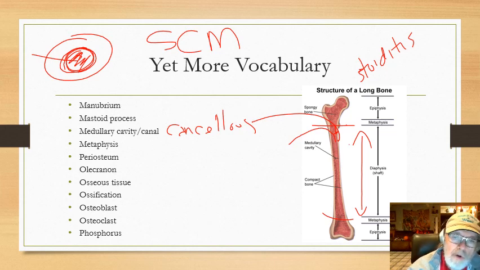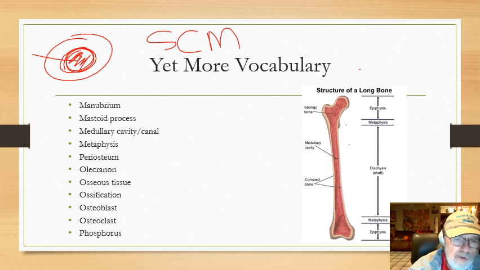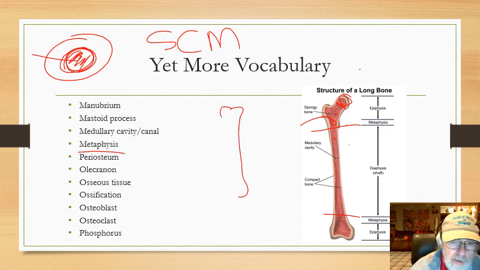Now, another word that I didn't mention before, because it came up a little bit later because of its alphabetical order, okay, is what's called the metaphysis. At the end of the bone, we talked about that's the epiphysis because the growth plate sits right here. We know that this area right here is the diaphysis. The area that's between the epiphysis and the diaphysis is called the metaphysis. So at the end of a bone, okay, the epiphysis would be out here. The metaphysis is right here. The diaphysis is right here. I have another metaphysis right here and an epiphysis sits right here.